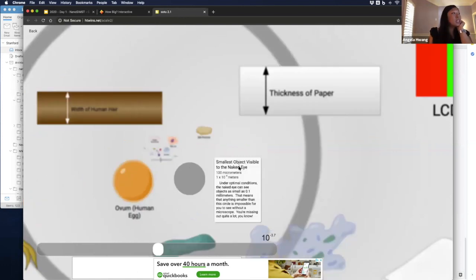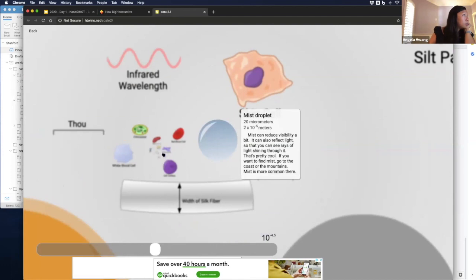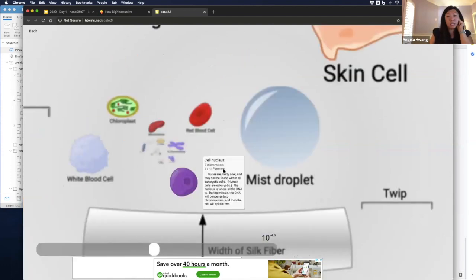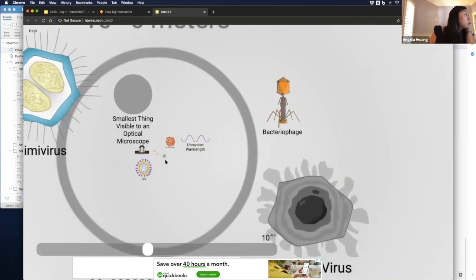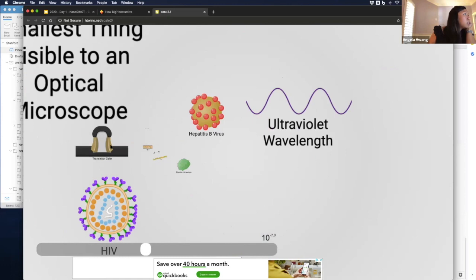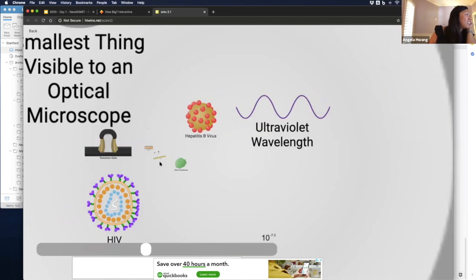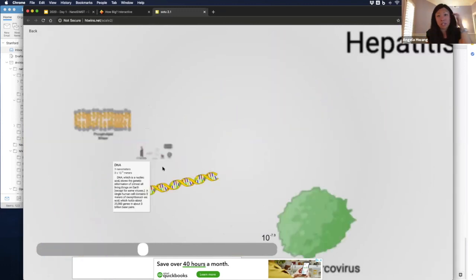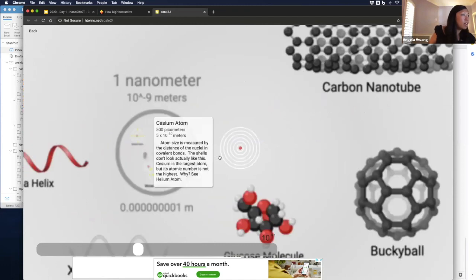All right, let's keep going. Smallest object visible to the naked eye. You might want to remember this is about 100 micrometers. Cell nucleus, right? That has the DNA inside, is about 7 microns. Let's keep going. Let's see what the nanometer. Oh, the transistors. So about 25 nanometers. That keeps changing, actually. So that's why it makes it hard. Oh, DNA. Here we go. About 3 nanometers, right? So we said 2.5, 3. We're just rounding. And then here's the cesium atom, right? One of the smallest things.